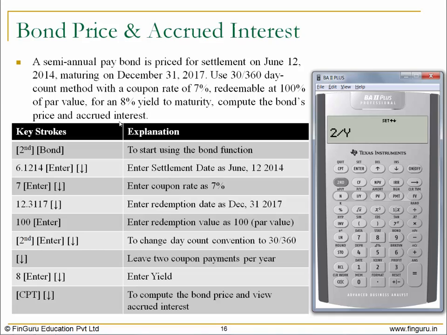Press the down arrow key. Now the calculator asks us what is the periodicity of the coupon payment. In this case, is it 2 per year or is it 1 per year? Well, it happens to be 2 per year, so it's a semi-annual payment, therefore we'll let it stay at 2 per year itself. Press the down arrow key. The yield currently in the market is 8%, so we'll say 8, enter, press the down arrow key and simply compute. This here happens to be the price of the bond, and if I press the down arrow key, this here happens to be the accrued interest. 3.15 as the accrued interest and 96.955 as the price of the bond on the settlement date of 12th June 2014.